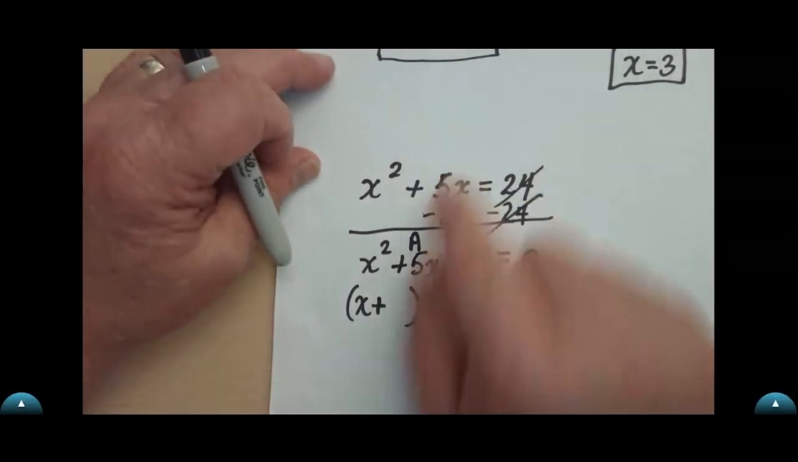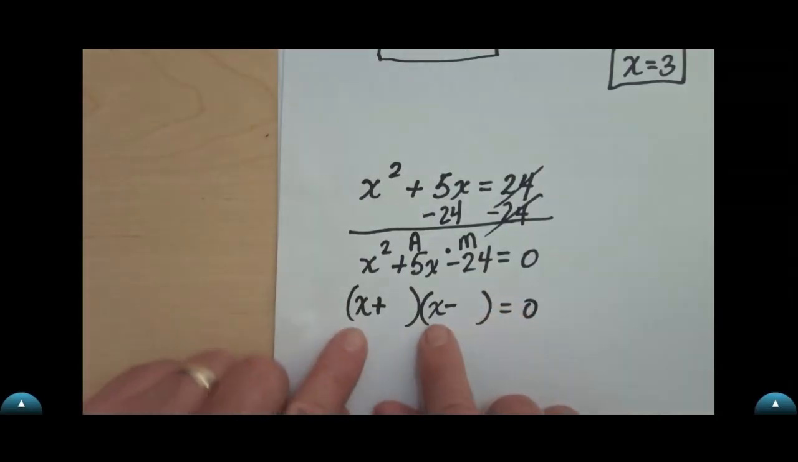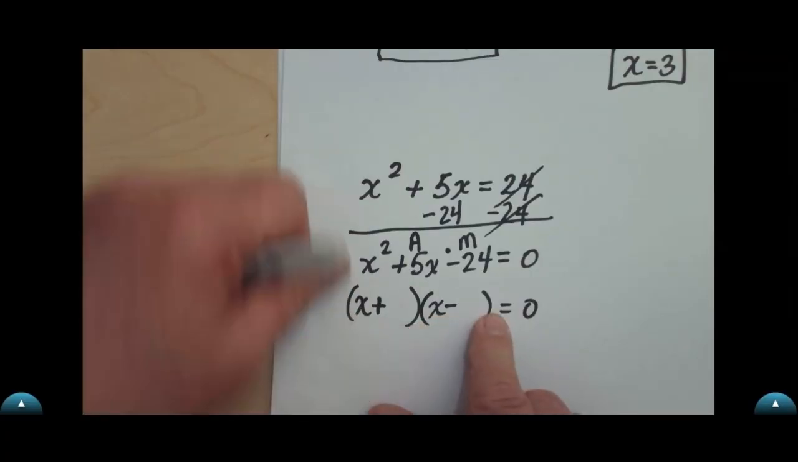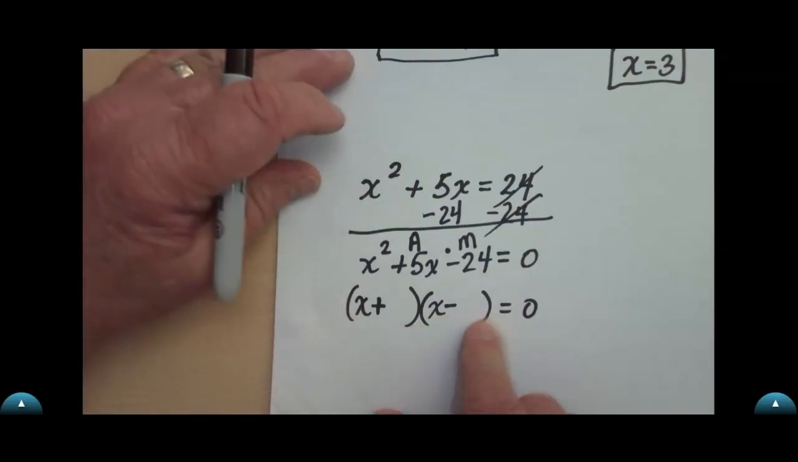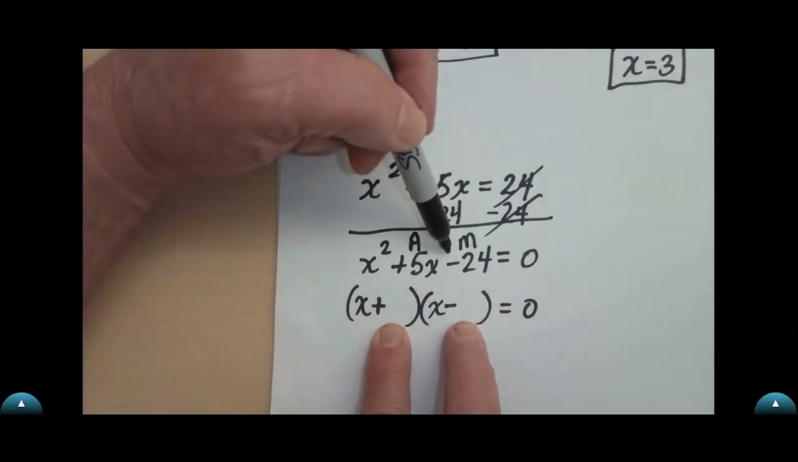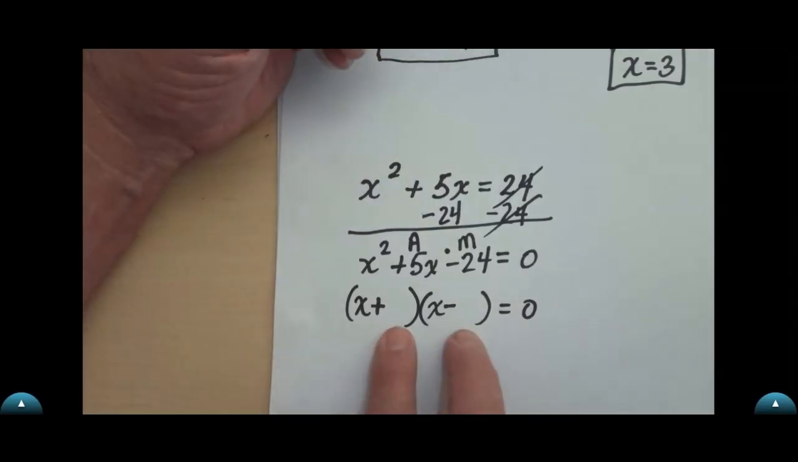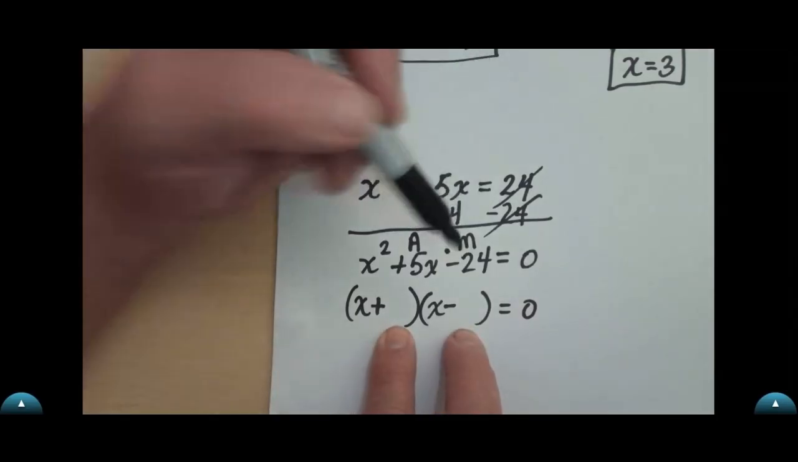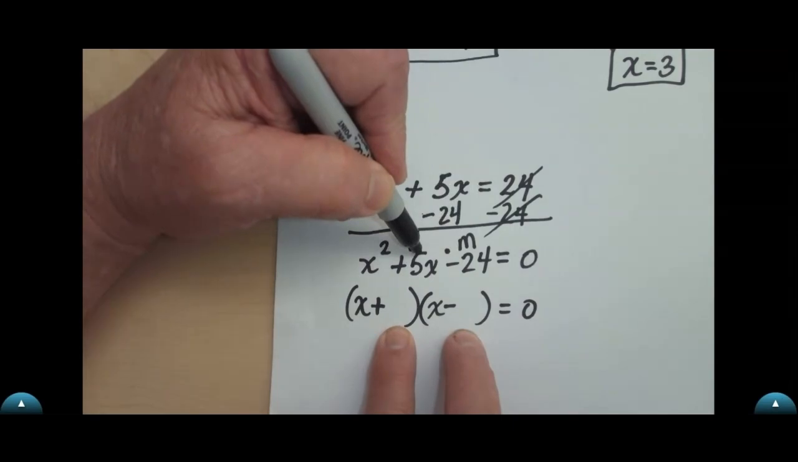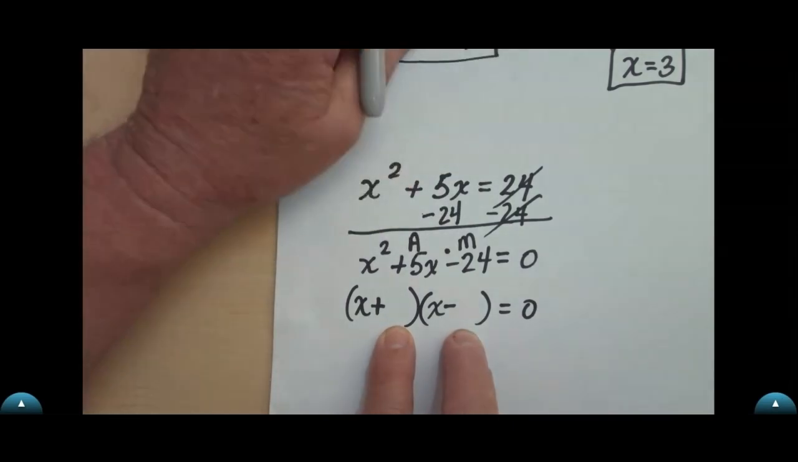So we have subtracted 24 on each side to set it equal to 0, and we have done rocket science to figure out that we have to start with x and x because x times x is the only way to get x squared. Then we figured out that these two numbers have to have opposite signs because they multiply to be not 24 but negative 24. Now we know that these same two numbers have to add to be the middle number, which is positive 5.